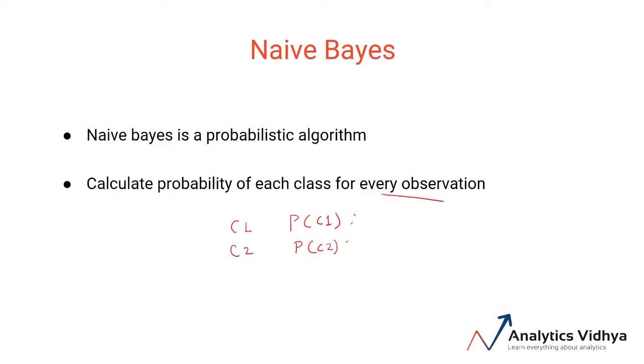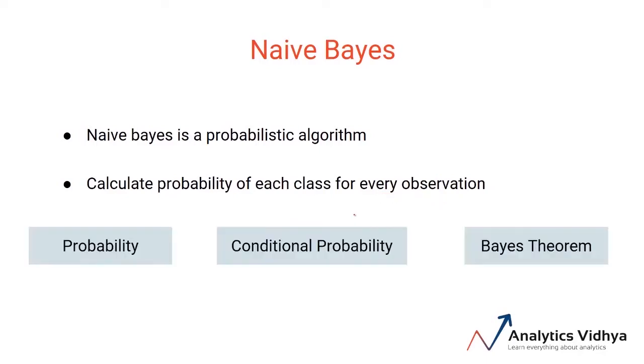To understand the working of Naive Bayes, you must be familiar with the following concepts: probability, conditional probability, and Bayes theorem. We'll go through all of these concepts before we go into the working of Naive Bayes.